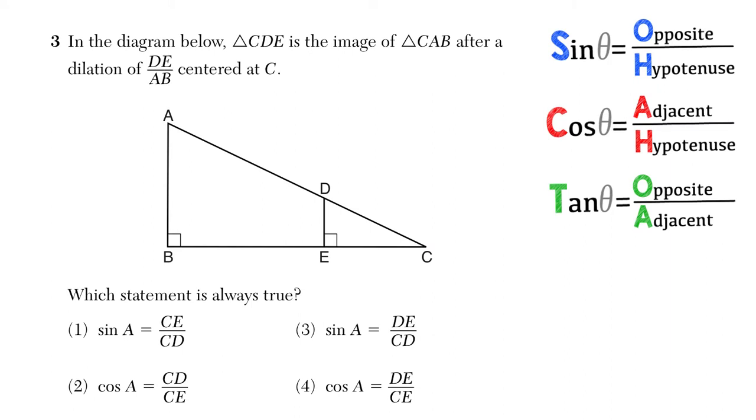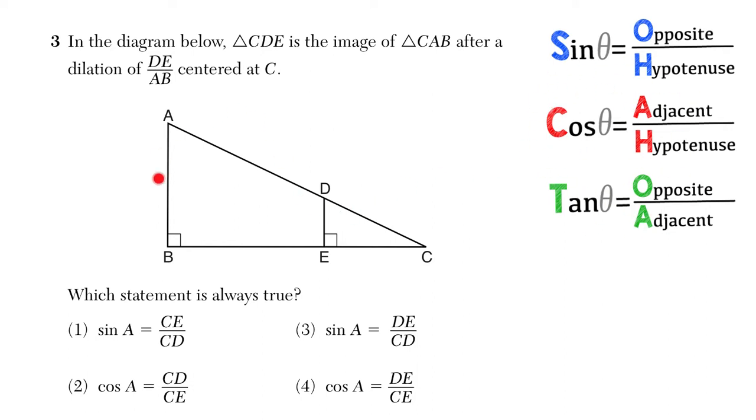Question number 3. In the diagram below, triangle CDE is the image of triangle CAB after a dilation of DE over AB centered at C. So we have two similar triangles here. It asks which statement is always true. We've got 4 options, and we can see that they involve sine and cosine, meaning we're going to be using our trig ratios. We're going to return to that in a moment.